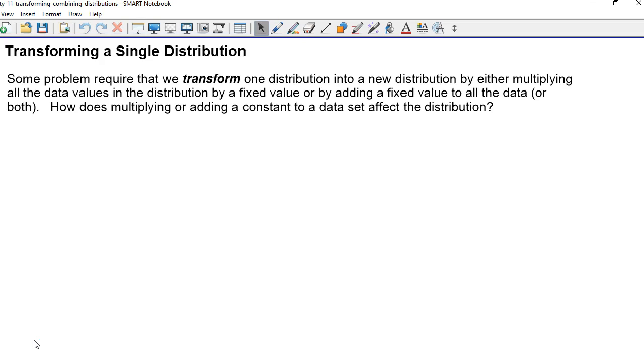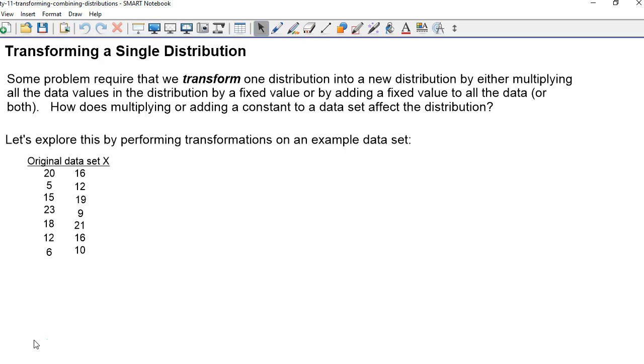Some problems require that we transform one distribution into a new distribution, either by multiplying all the data values in the distribution by a fixed value, or by adding a fixed value to all the data, or both. It'd be interesting to ask, how does multiplying or adding a constant to a data set affect the distribution? So let's explore this by performing some transformations on an example data set.